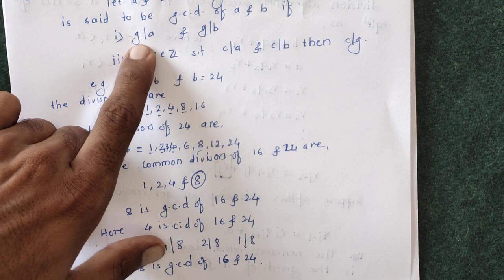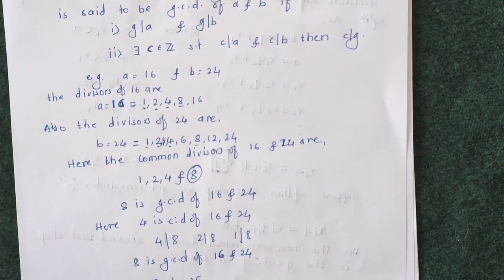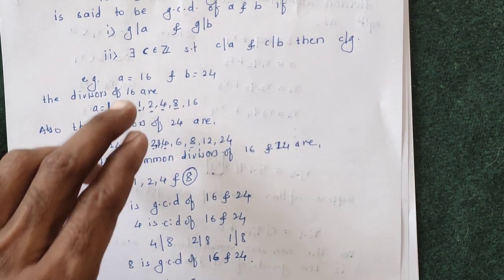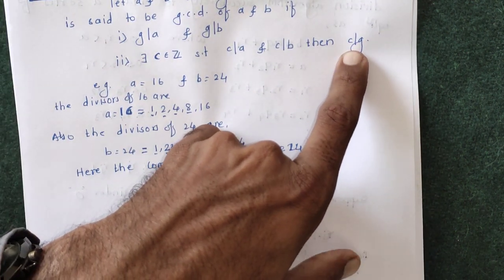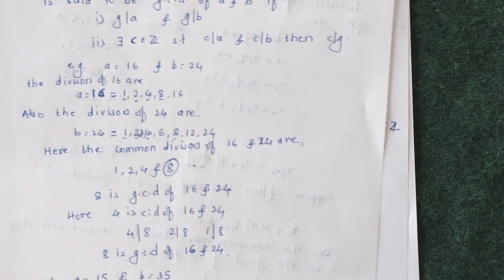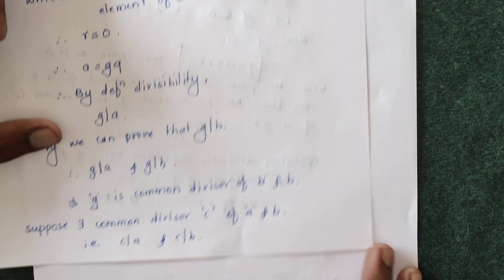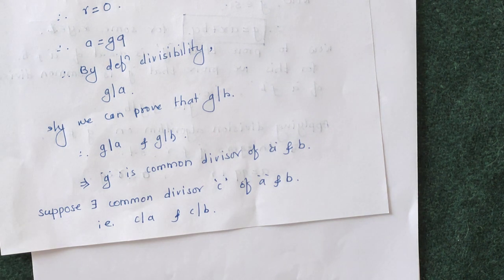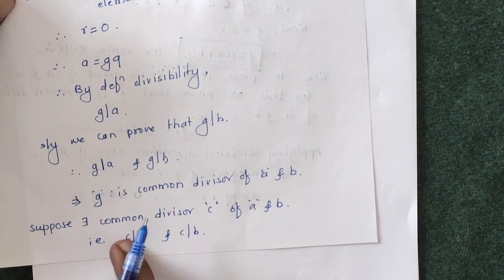First condition is G is a common divisor of A and B, and the second condition is G is greatest among all the common divisors. That is, if there exists any other common divisor of A and B, then that common divisor must divide our G. Now we have supposed there exists another common divisor C of A and B, so we can use the definition of divisibility here.